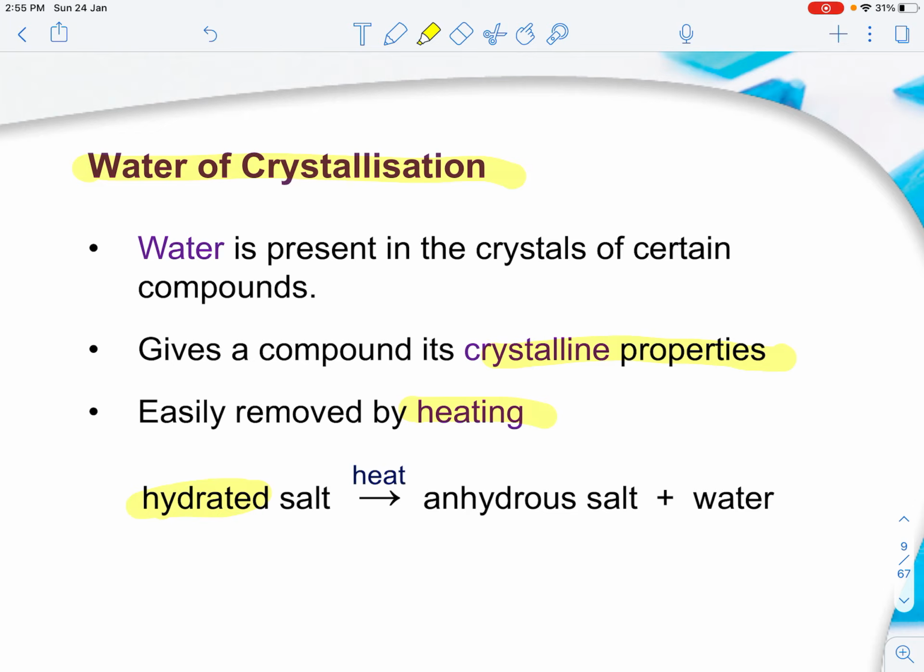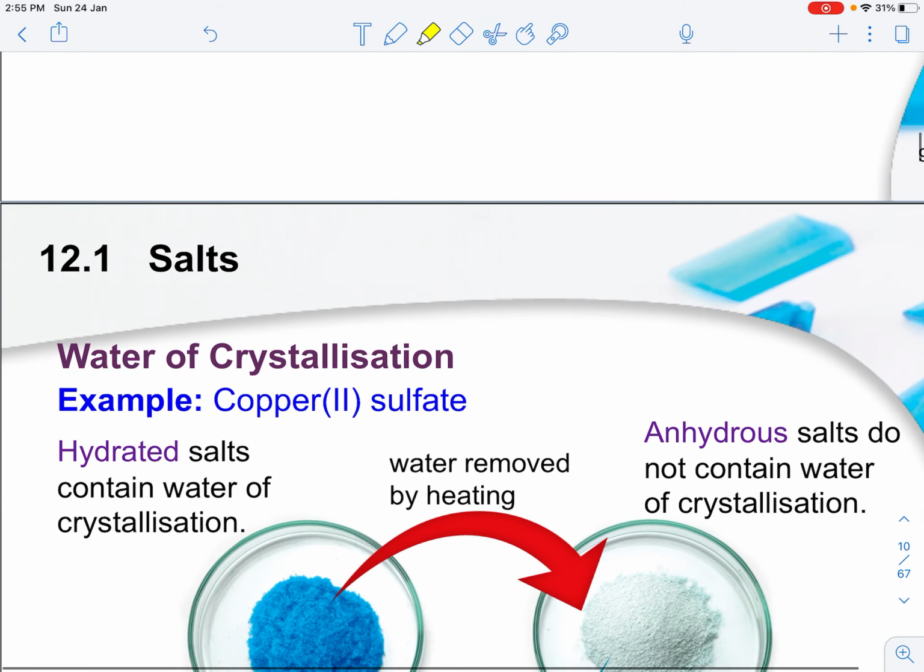So in exams, we tend to use the terms hydrated and anhydrous to relate whether the salt is dry or whether it contains water of crystallization. For example, a hydrated salt will contain water of crystallization, while anhydrous salts tend to not contain water of crystallization.